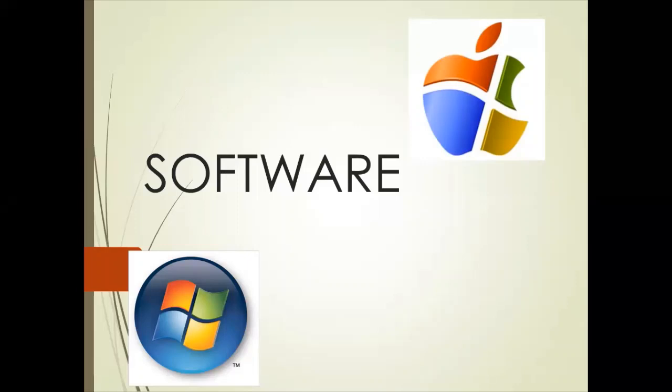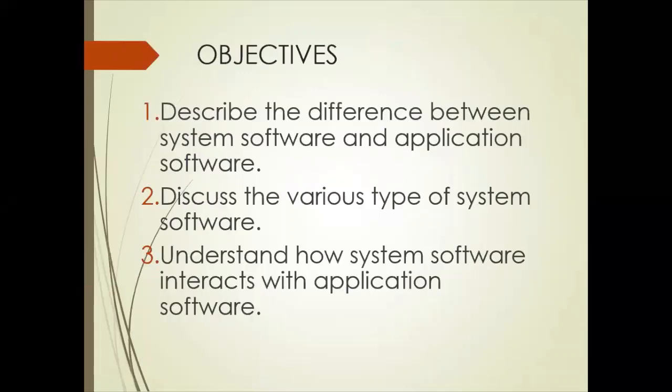So let me just discuss further on software. Before that, the objectives: describe the difference between system software and application software, discuss the various types of system software, and understand how system software interacts with application software. So there are 2 types of software: system software and application software.